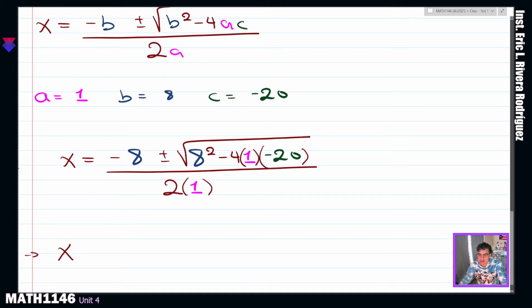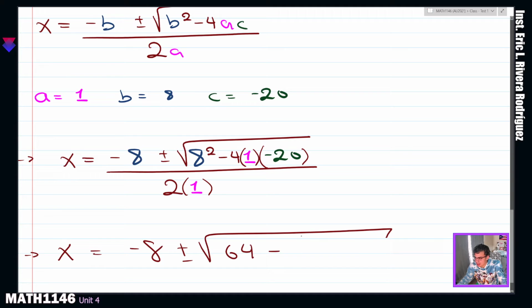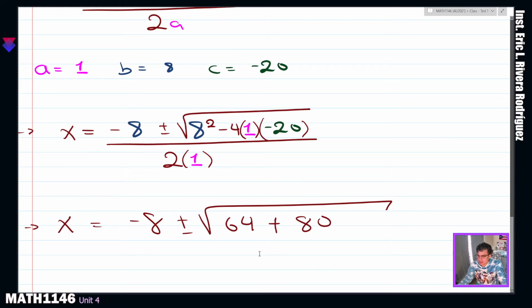Okay, so here what we do first is solve the discriminant. All right, so we have here 64 minus, plus, 80. Right? All this divided by 2.